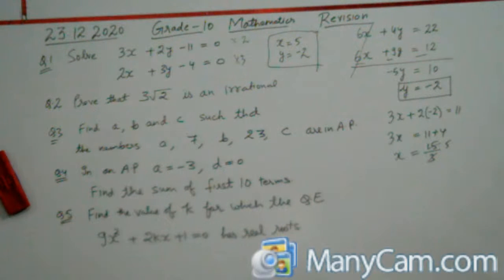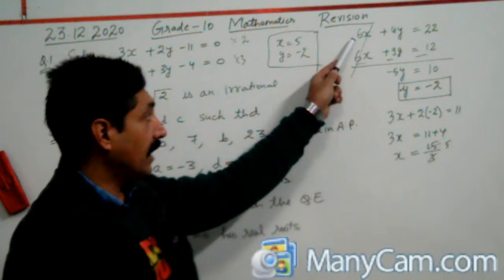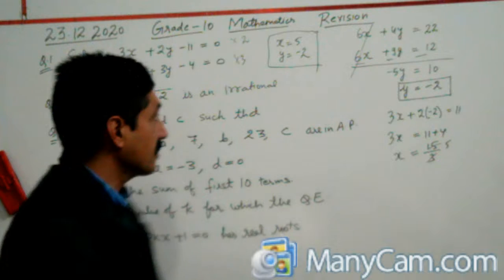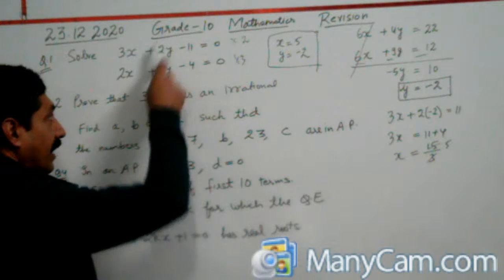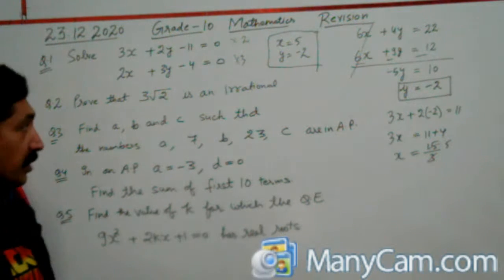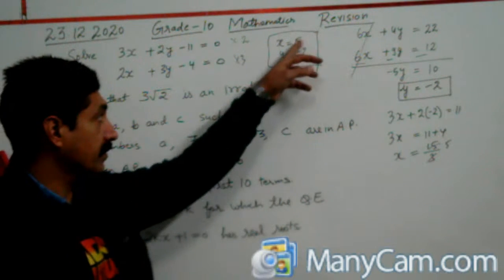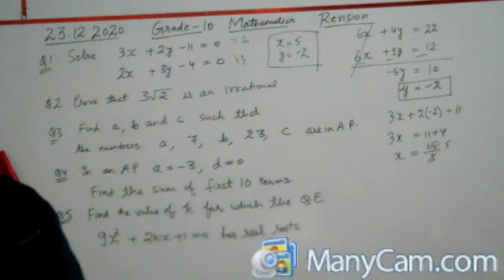So this is the first. We eliminate x by multiplying the first equation by 2 and the second equation by 3. You can eliminate y also, but the answer will remain the same, right? X is equal to 5 and y is equal to minus 2, right?